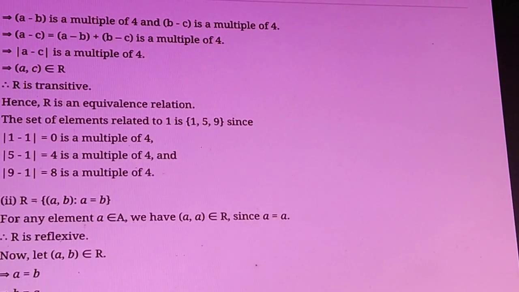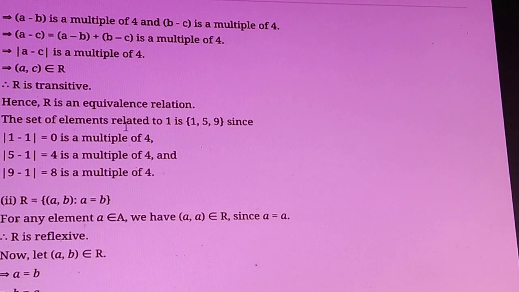Now A minus B is a multiple of 4 and B minus C is also a multiple of 4. So A minus C, which is equal to A minus B plus B minus C, is a multiple of 4. Hence modulus of A minus C is a multiple of 4. So (A, C) belongs to R, hence R is transitive. Then we can say that R is an equivalence relation.